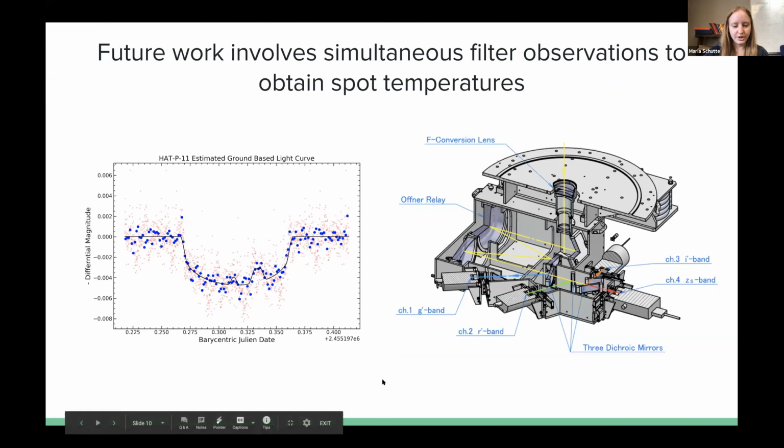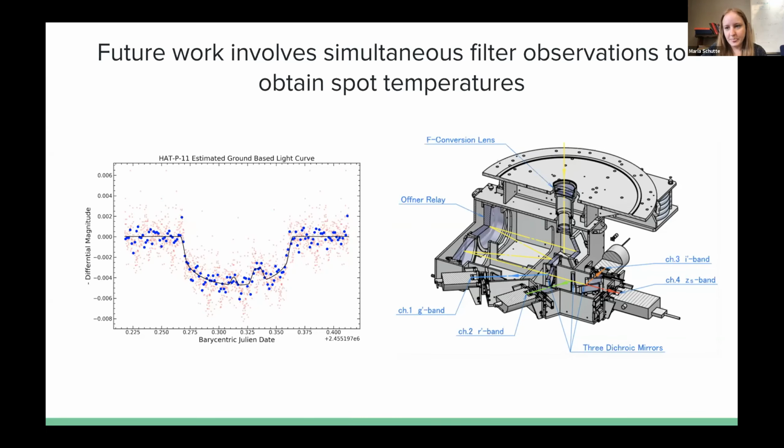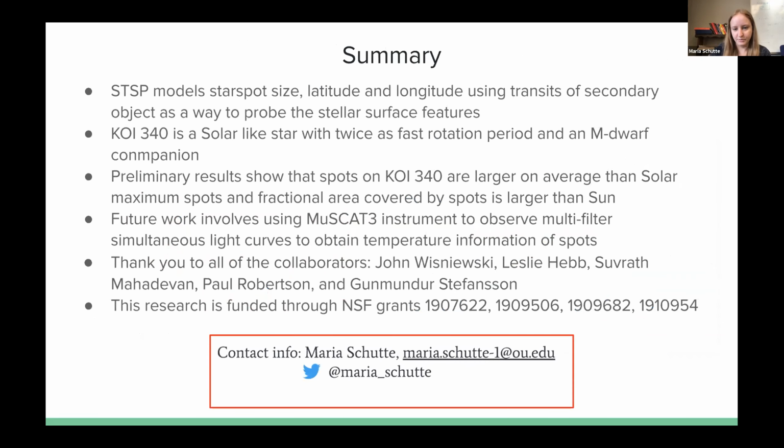Some future work is that we've been awarded time on LCO's MOSCAT 3 instrument, which is a simultaneous filter observation, so we can try to get some spot temperatures for these objects. And with that, I'll just leave my summary up here for a second, and that's it.